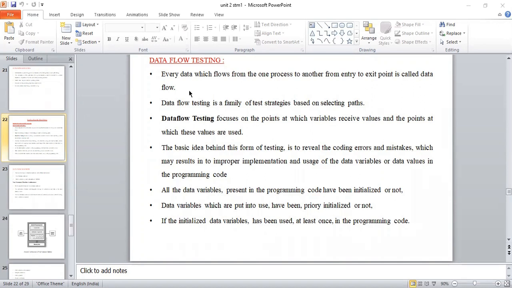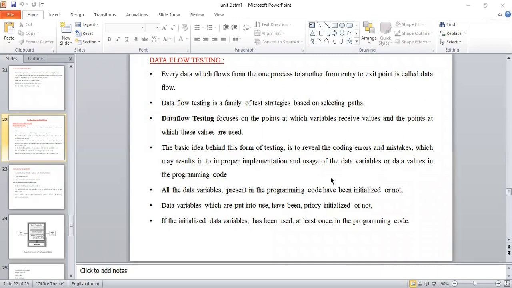In data flow testing, it will check whether the variables you are using are receiving correct values or not, and whether the values used by the variables are correct or not. It also detects the coding errors and mistakes. Whatever errors occur when you are performing data flow testing will be identified and rectified.